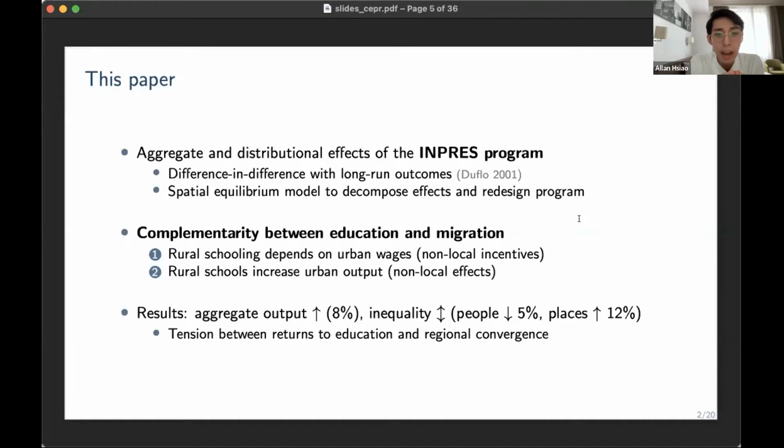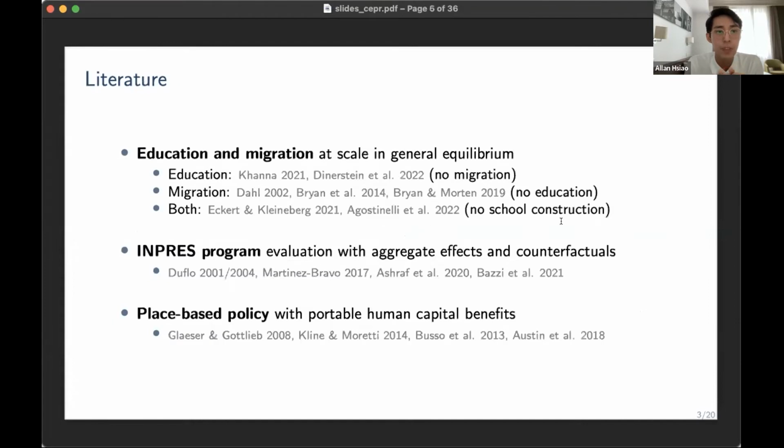And what this is going to get at is this underlying tension for the social planner. If you really focus on rural areas with high returns to education, you're going to get bigger aggregate effects. That's going to be good for reducing gaps between people. But at the same time, those rural students are going to move to urban areas, and urban areas are going to develop faster than the rural ones. A bit of a tension between returns and convergence.